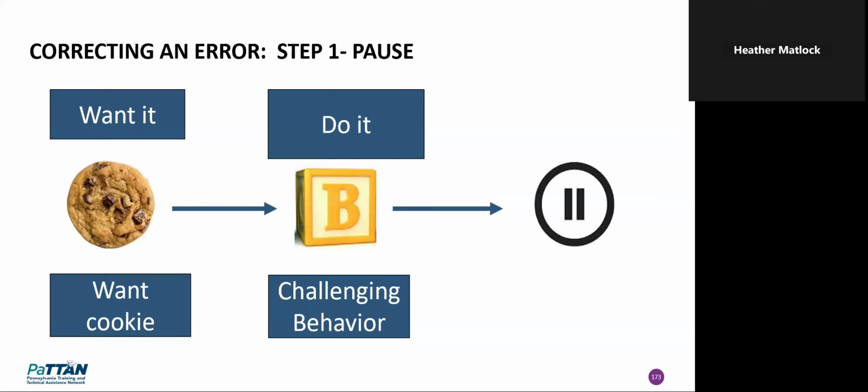When you get a break in the challenging behavior, you're going to start that silent count. The longer the pause, the more you're disconnecting the challenging behavior from leading to what is wanted. But you might not be able to reach 10 seconds before that behavior restarts, right? If you can even pause for a few seconds, that's better than nothing.